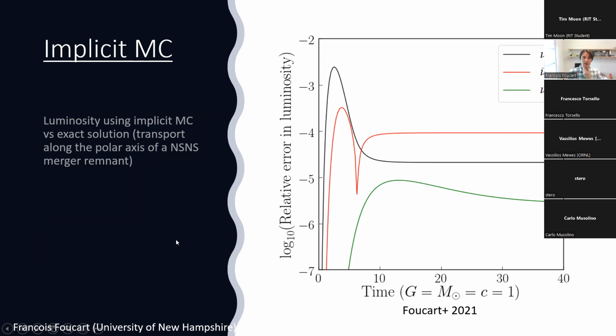This is a comparison between our approximate method for evolving neutrinos and the exact solution for a 1D profile, which is taken through the post-merger neutron star remnant of one of our simulations along the vertical axis, which is probably where the errors are the largest. And you can see that this is the log of the relative error, for example, in the luminosity. And in none of the neutrino species does it ever rise above 1%, which is much smaller than other sources of error in our simulations today.